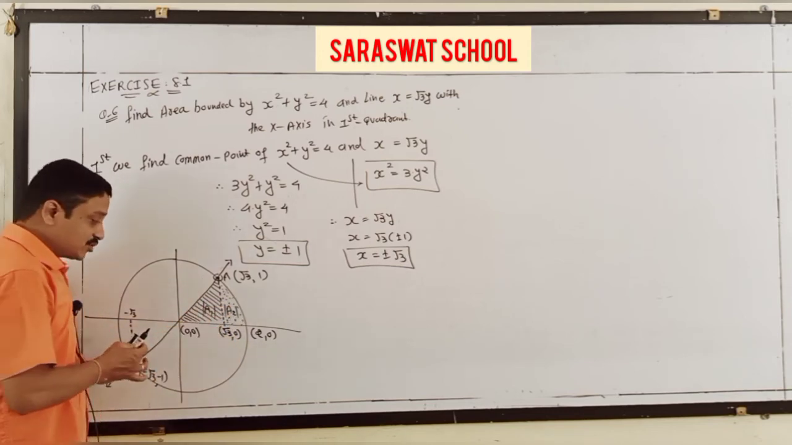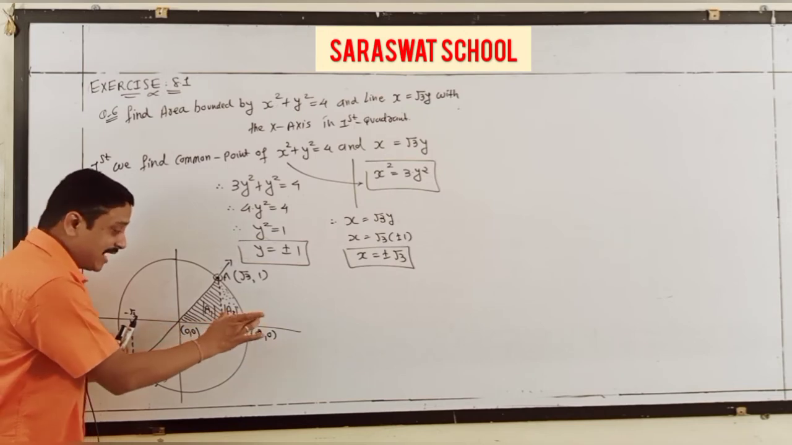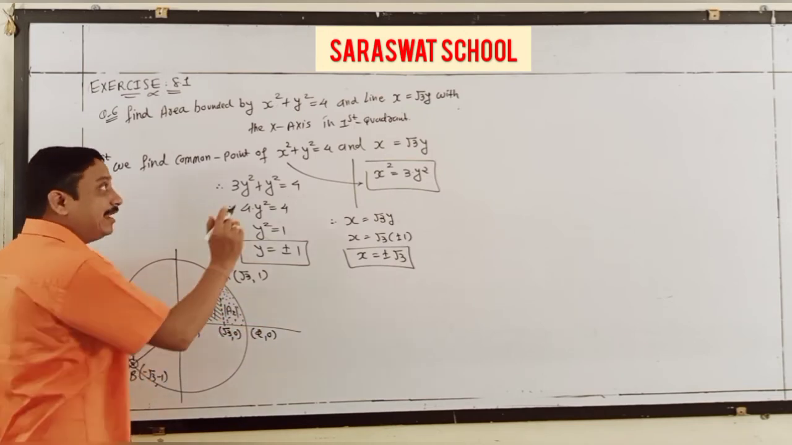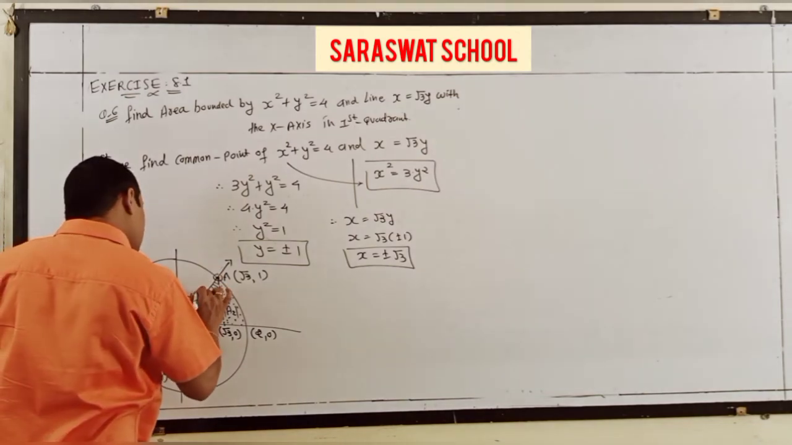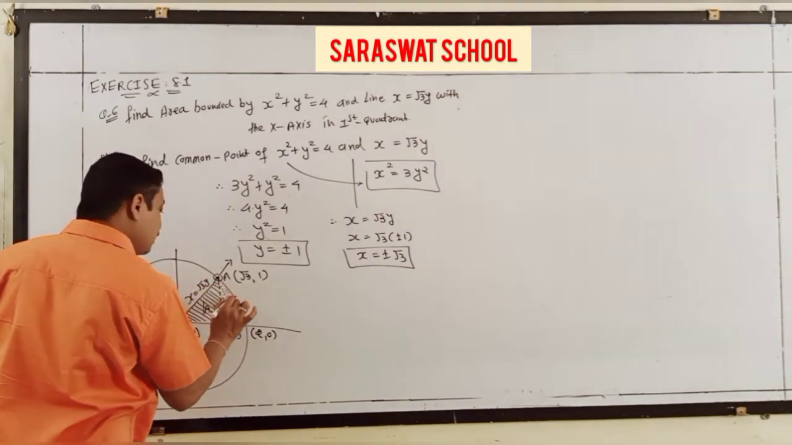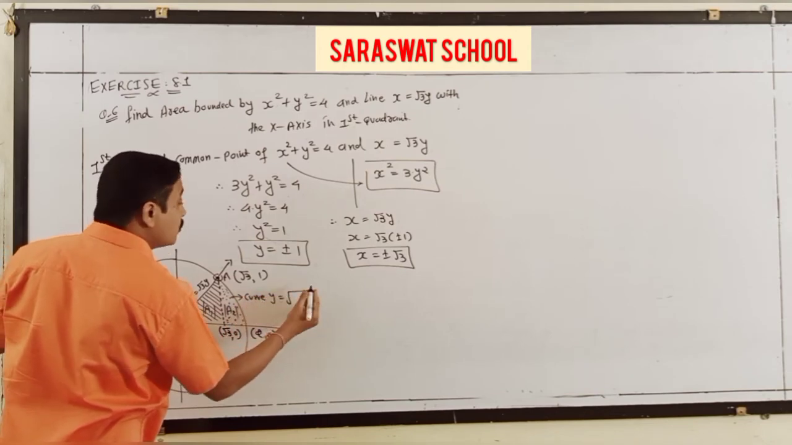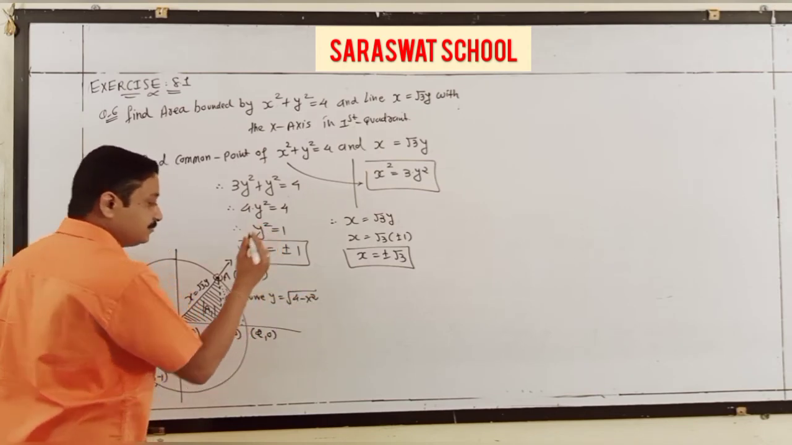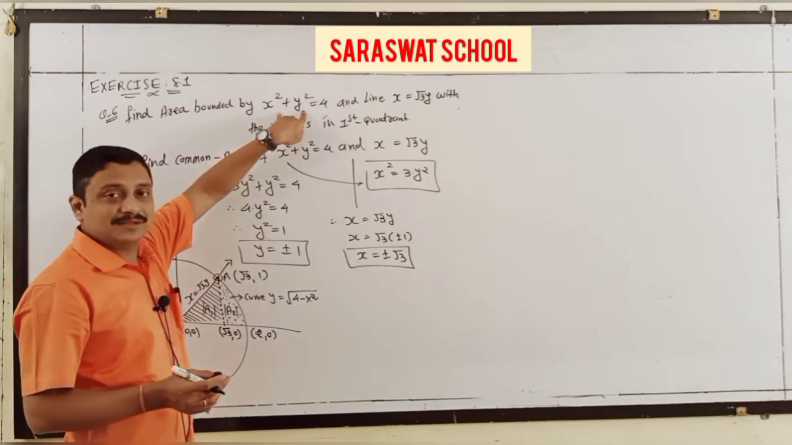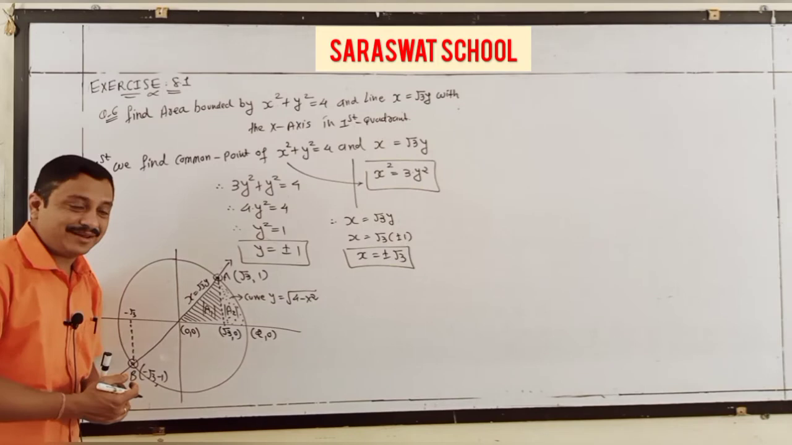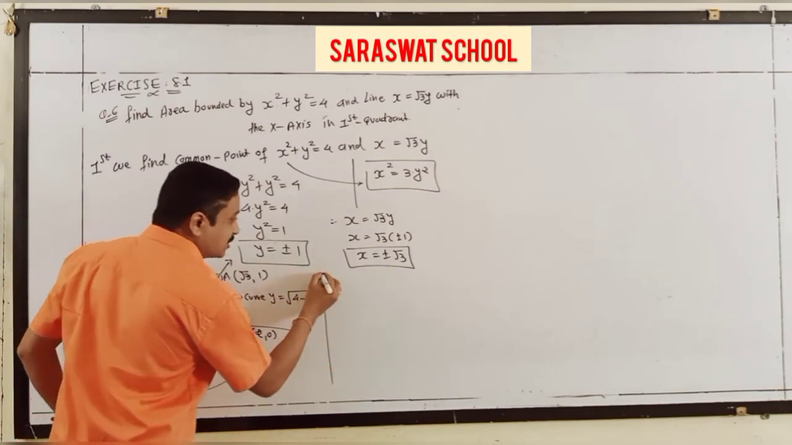So after that, first of all A1 explains 0 to root 3, then I go to root 3 to 2. But in this area, bounded by the line, what is the line? X is equal to root 3y, and here, students, your curve is y is equal to under root 4 minus x square. Here I go one by one. First of all I start with A1.